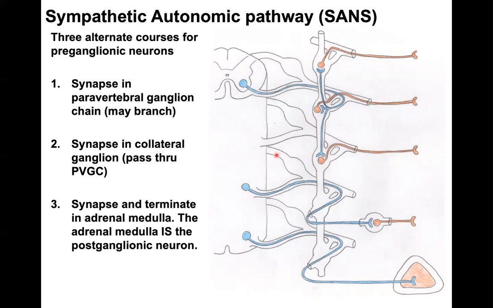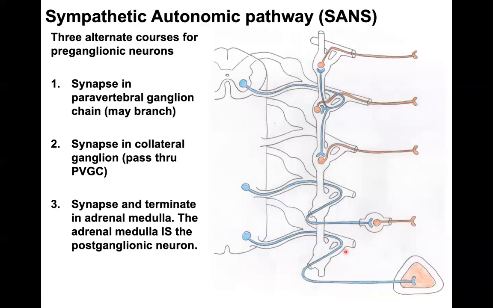The second thing that preganglionic neurons can do in the sympathetic nervous system, they can go through the ventral root and into the spinal nerve and through the white ramus and into the paravertebral ganglion chain and keep going to synapse somewhere else. So this is called a collateral ganglion. If they synapse at a collateral ganglion, then they've passed through the paravertebral ganglion chain. And this would allow for more specific sympathetic regulation. So for instance, sympathetic control on just one organ.